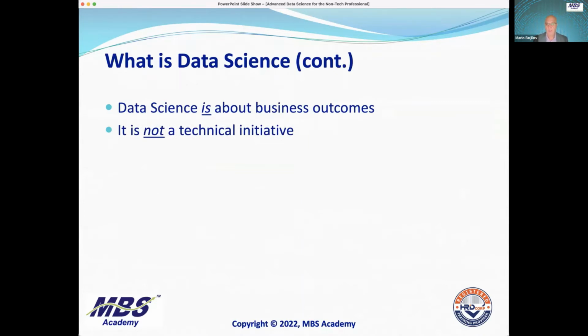Very often, and I see it time and time again, data science actually is given to the IT department to deal with. While the IT department has got a very important role to play in this whole exercise, they are not the ones that need to drive it. On top of that, they are not the ones that actually have all of the knowledge which is necessary.